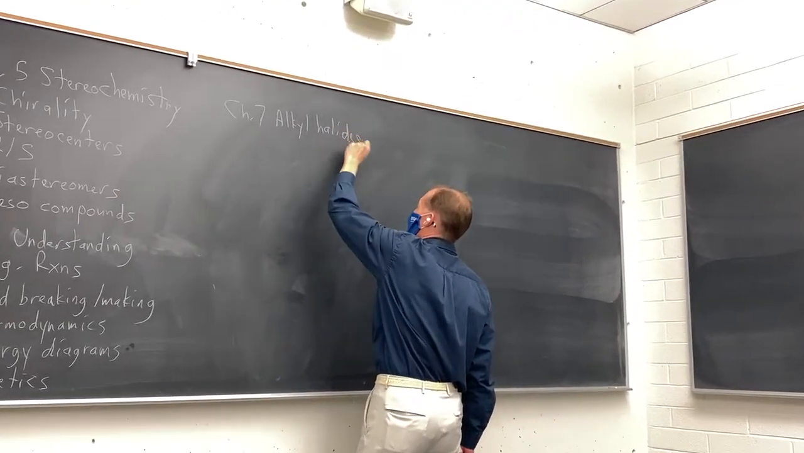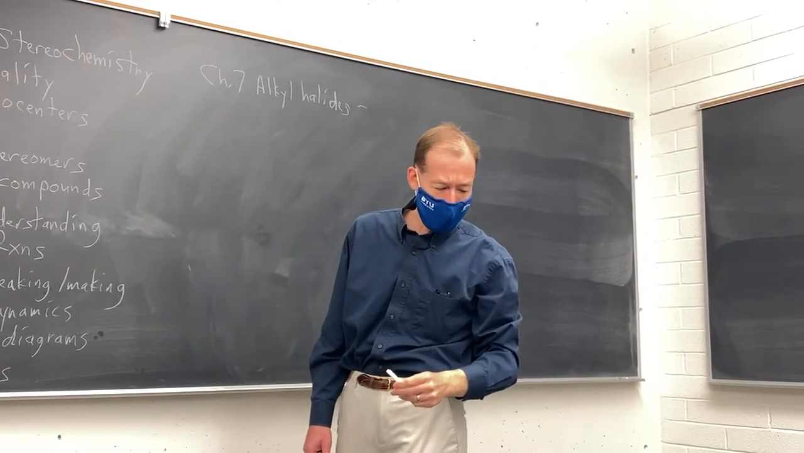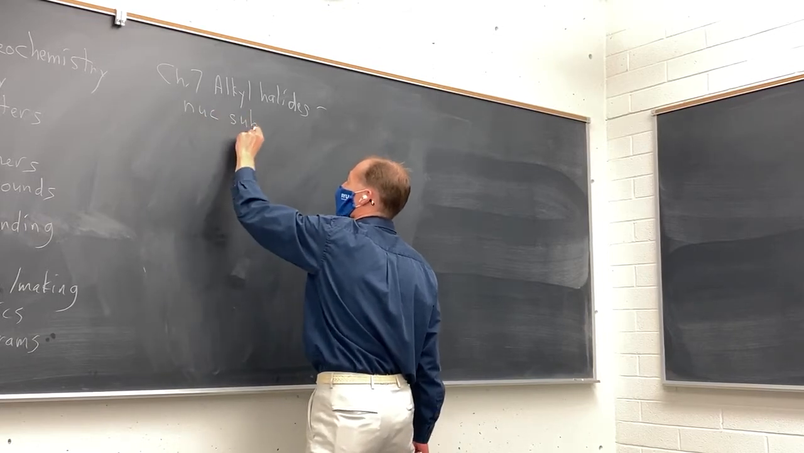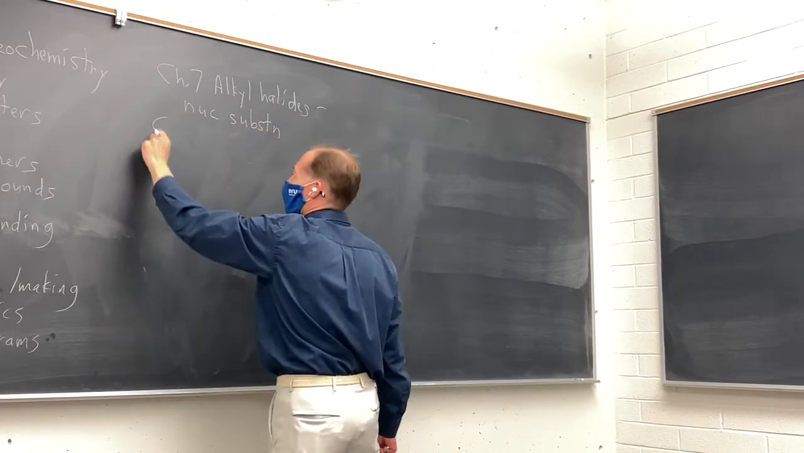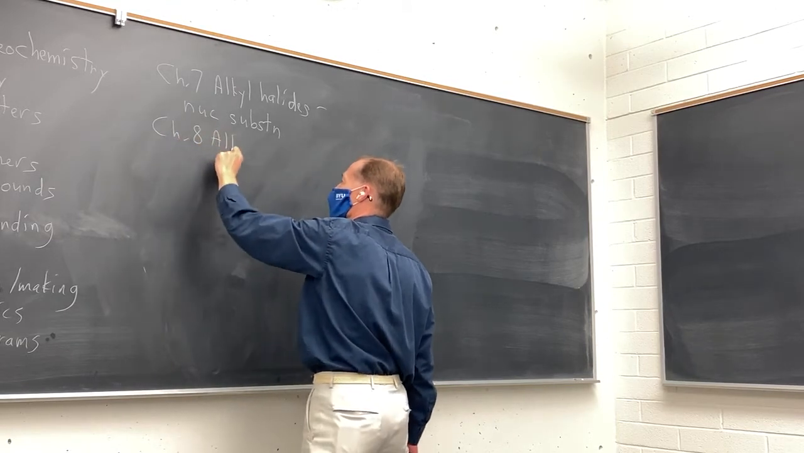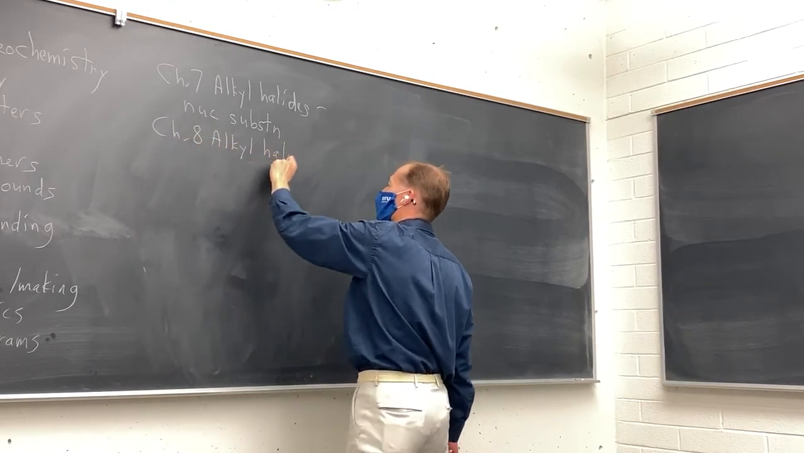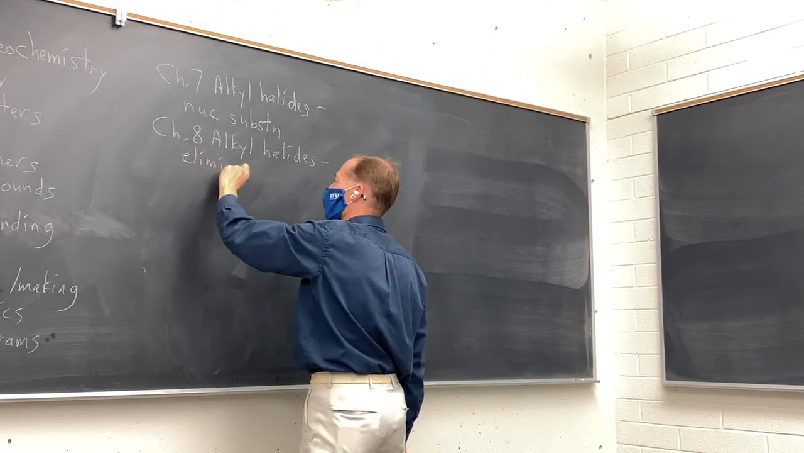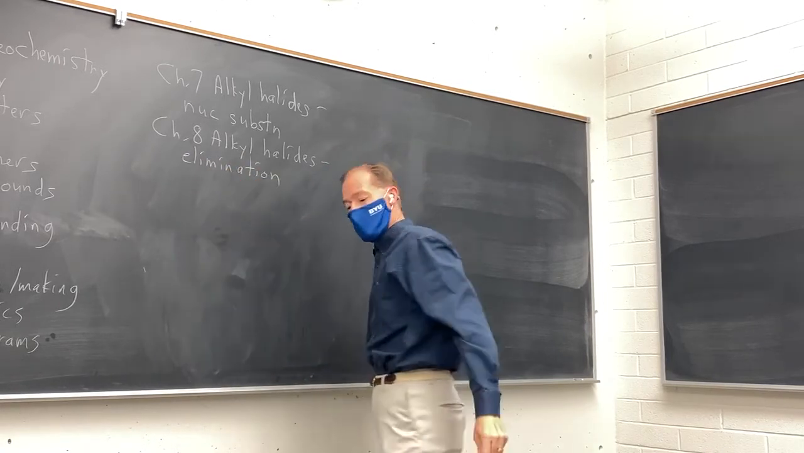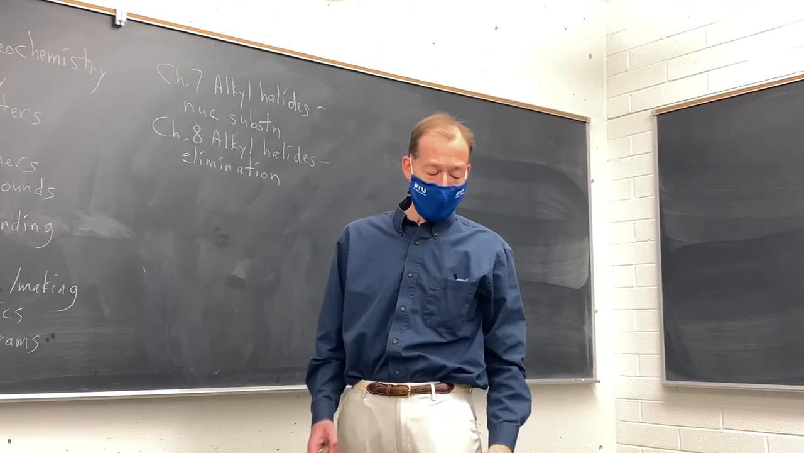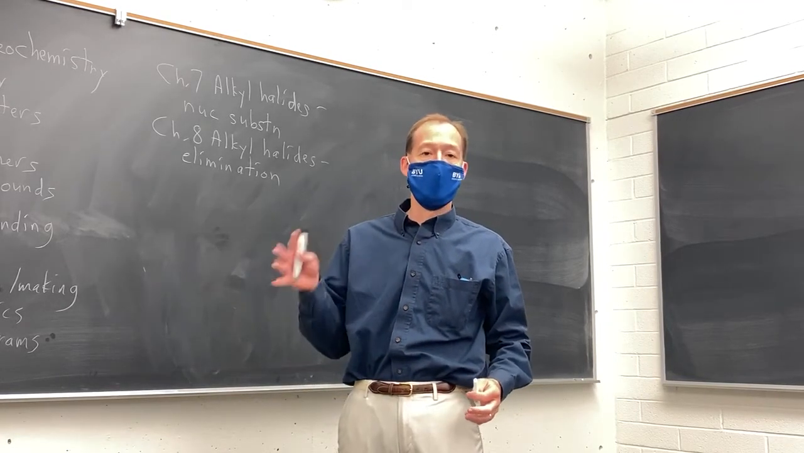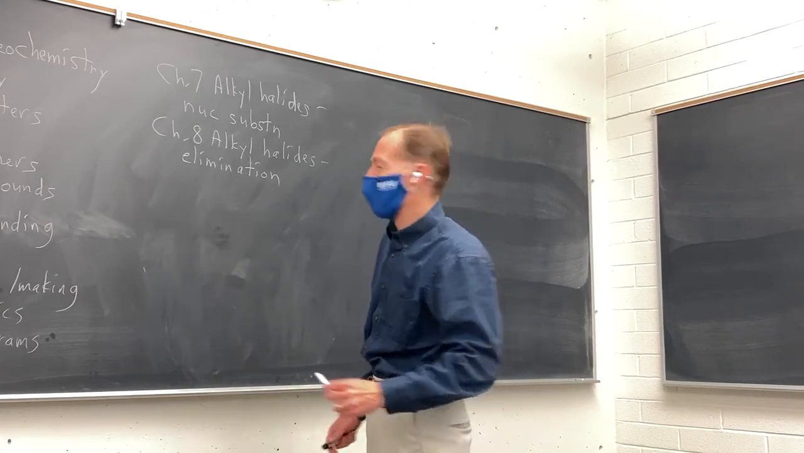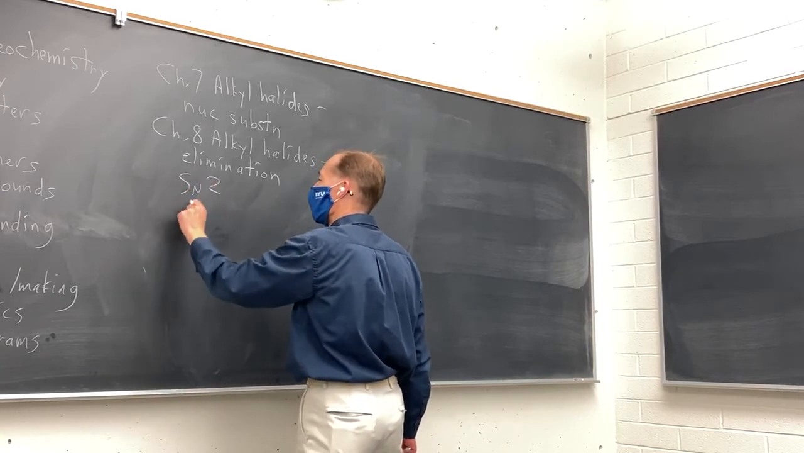So chapter 7 was entitled Alkyl Halides and Nucleophilic Substitution. And then chapter 8, also entitled Alkyl Halides, but Elimination is the subtitle there. So in these chapters, there were 4 reaction mechanisms we learned. In chapter 7, we learned about SN2 and SN1.